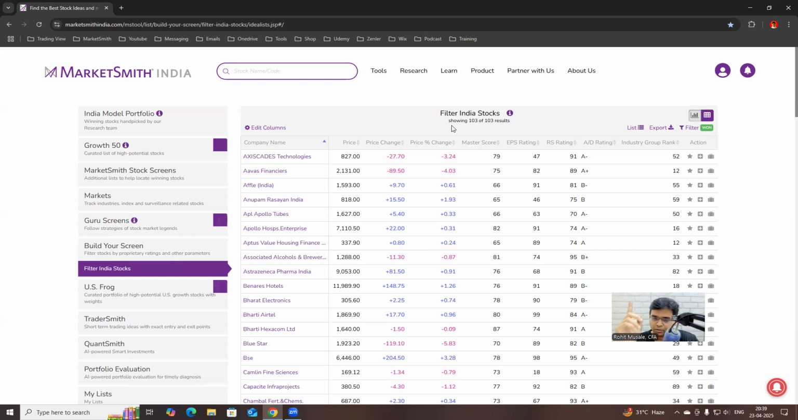So although you don't have time to spend on your laptop or your computer during the market opening hours, or when the market is open, at least after you come from office, you should be spending at least half an hour, 15 minutes to half an hour, depending on how quickly you are able to skim through all of these stocks. Most of these stocks would not be forming a base.